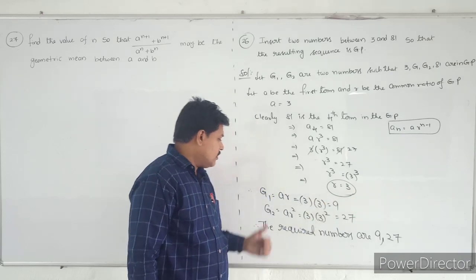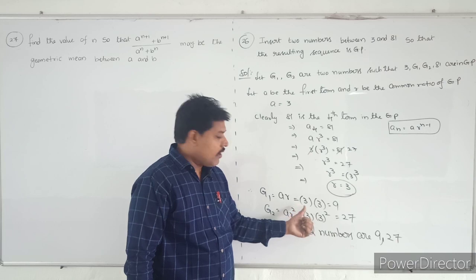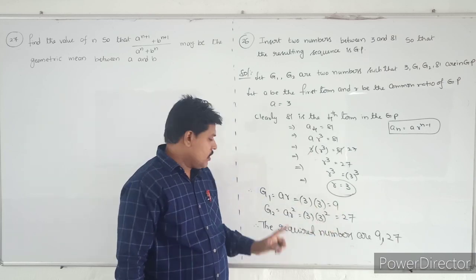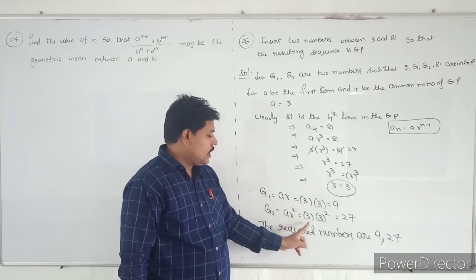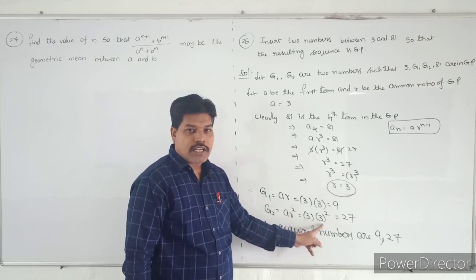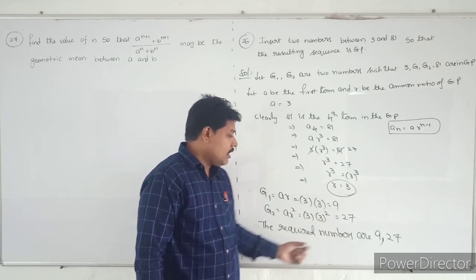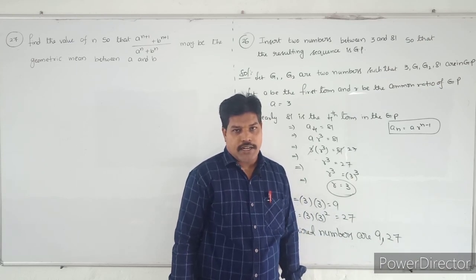So if R is 3, then what is G1? G1 is equal to AR. A value is 3 and R value is 3, automatically it will become 9. So what is G2? AR square. A value is 3 and R square value is 3 square, so it will become 27. So what are the numbers required here? 9 and 27 are the required numbers.